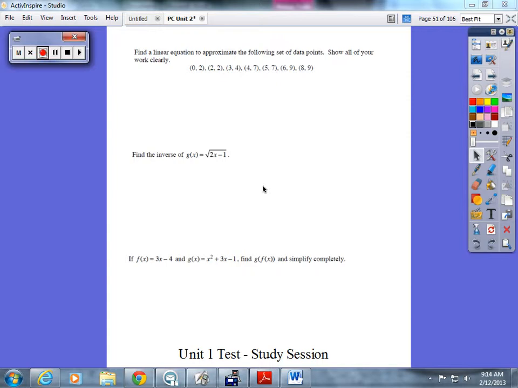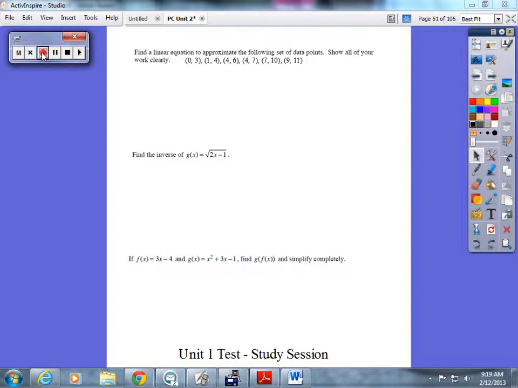Okay, here's a little study session for the Unit 1 test, just a sampling of problems that you may see on the Chapter 1 test, which we've already gone over. So if you're doing your study sheets, it might not be a bad idea to have some of these on there. So first we're going to find a linear equation to approximate the following set of data points. Show all your work clearly.